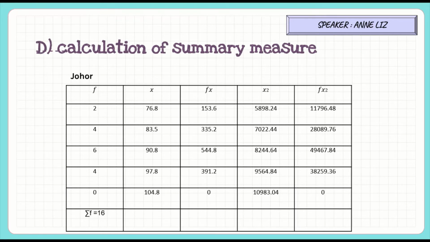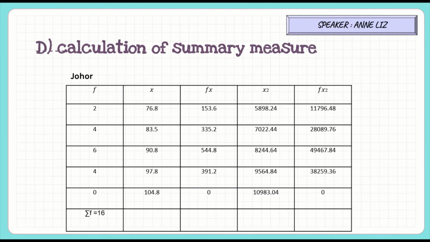For D, the calculation of summary measures, we obtain 3 tables for Johor, Kedah, and Kelantan. The table contains F, X, Fx, X squared, and Fx squared. From the table, we also obtain the mean, the standard deviation, and the interquartile range of Johor, Kedah, and Kelantan.